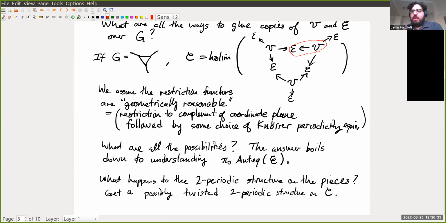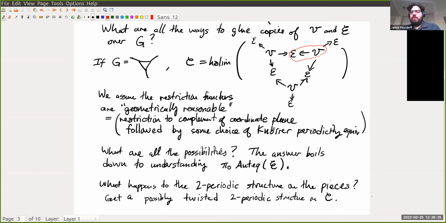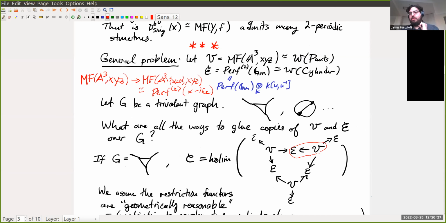Okay. Another question you can ask is, you have to see how this thing... I noticed that there was this kind of two-periodic structure that's kind of important.